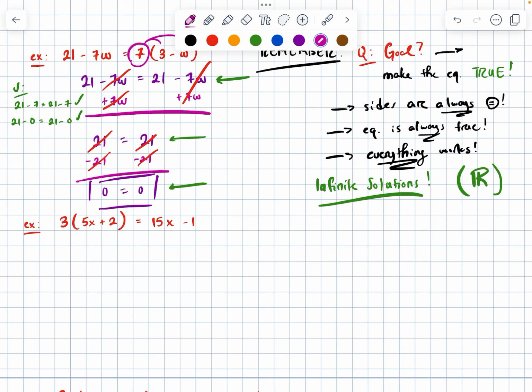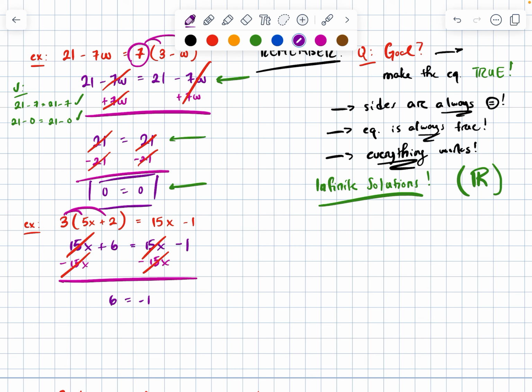And come back. So in this case, I have 3 parentheses 5x plus 2. Again, same strategy. Maybe I try to get rid of my parentheses first by distributing. Well, this becomes 15x plus 6 equals 15x minus 1. And then again, I want to get all of my x's over to one side. Let's subtract 15x from both sides. You may already notice a pattern here that's forming between these two. Well, 15x minus 15x, that cancels out. 15x minus 15x on the other side, that cancels out. And I'm left with 6 equals negative 1.